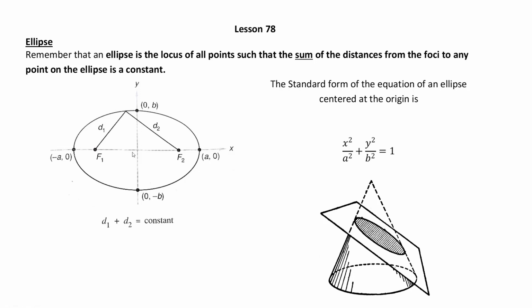So you have these 2 points called the foci, and any point on the ellipse, if you add the distances from that point to the foci, you get a constant all the time. It's the same number no matter where you draw your lines from on that ellipse. You'll get the same value for the sum of those distances. And remember, the standard form of the equation of an ellipse is x squared over a squared plus y squared over b squared equals 1. And we're only looking at ellipses that are centered at the origin.